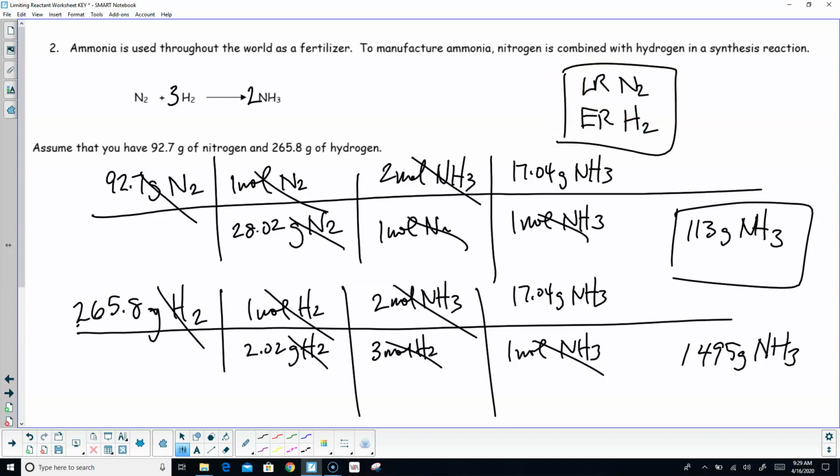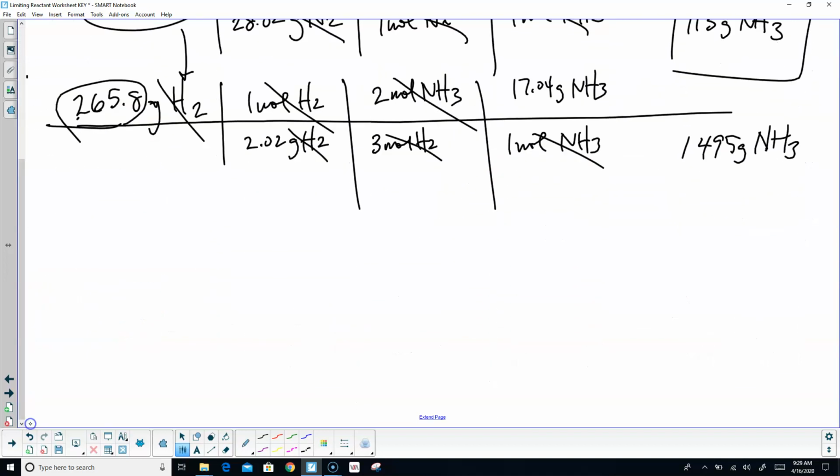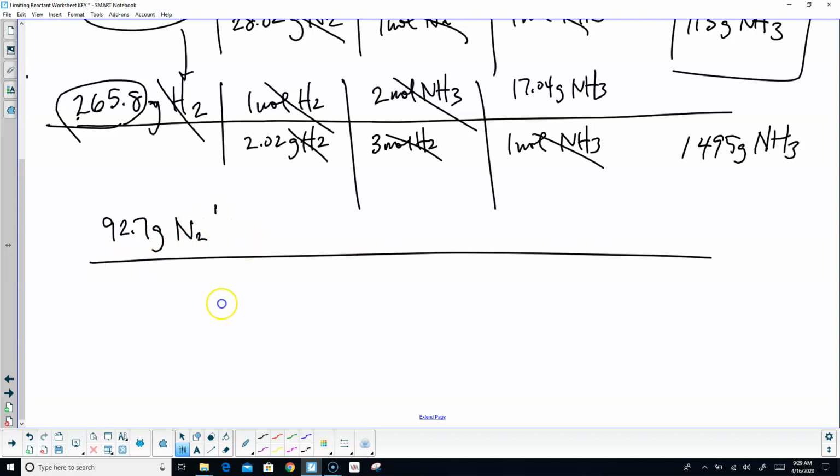Now for part C, I want to know how much excess remains. I'm going to start with the initial amount of the limiting reactant, convert it to the other thing, and subtract from this number. So just like before, start out with the limiting. We said 92.7 grams of nitrogen. Molar mass: 1 mole of nitrogen is 28.02 grams of nitrogen. Grams of nitrogen cancel. I now know moles.